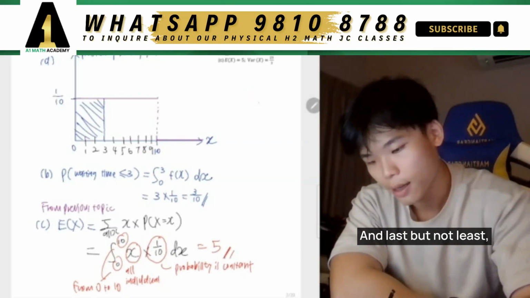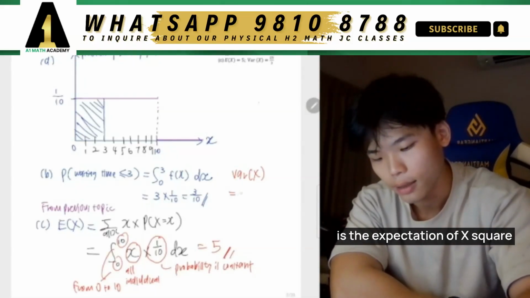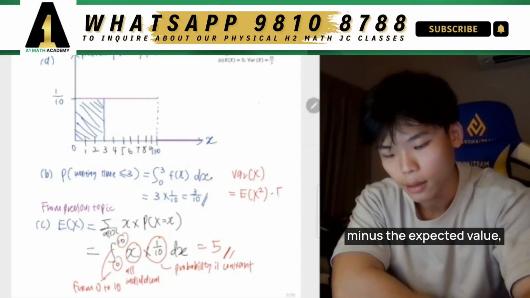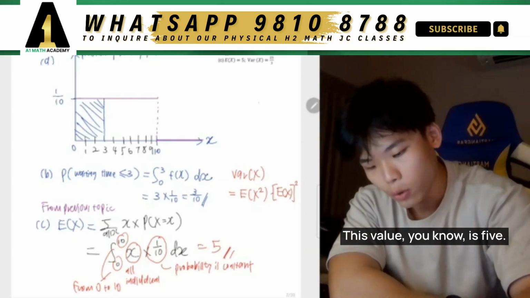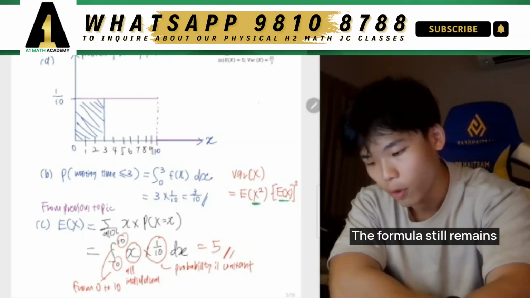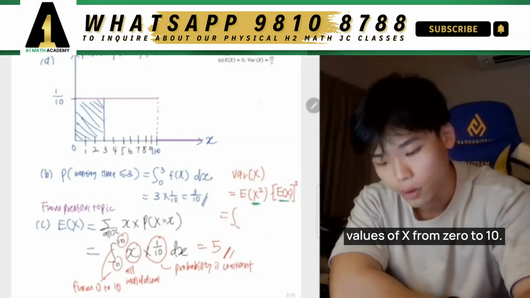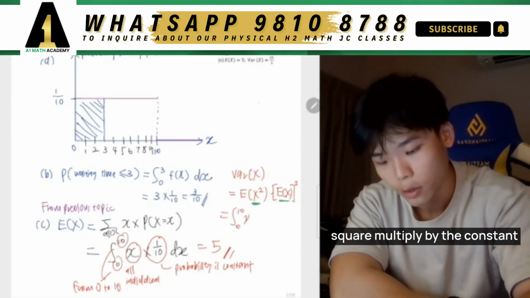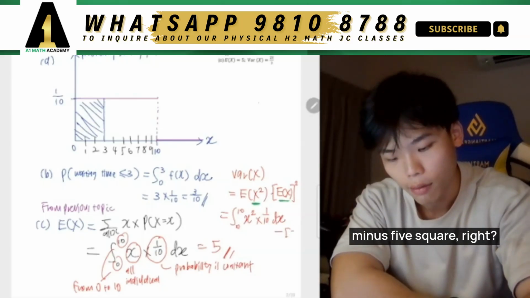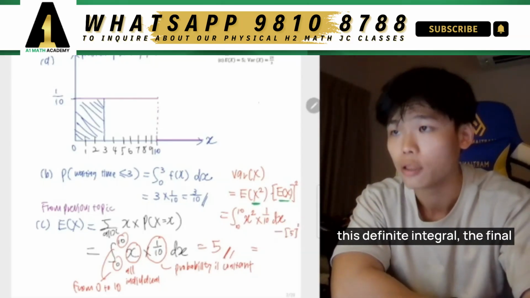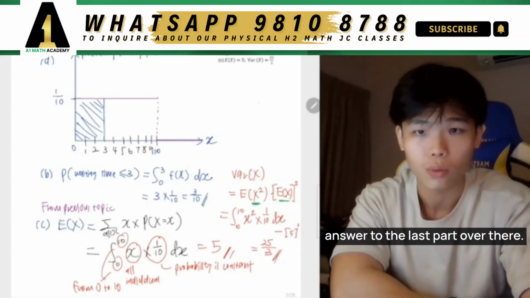And last but not least, you have variance. So again, variance, from the previous topic, you learned that it is the expectation of x squared minus the expected value, and then you square it, right? So it's the same logic here once again. This value you know is 5, so what happens if it's x squared? The formula still remains the same, right? It's just that now we square the value first. So we are taking the range of values of x from 0 to 10. Now instead of x, we have x squared multiplied by the constant probability of 1 over 10 dx. Then from here, our minus 5 squared, right? And then when you compute this definite integral, the final value that you get at the end is 25 over 3. And that's the final answer to the last part of that.